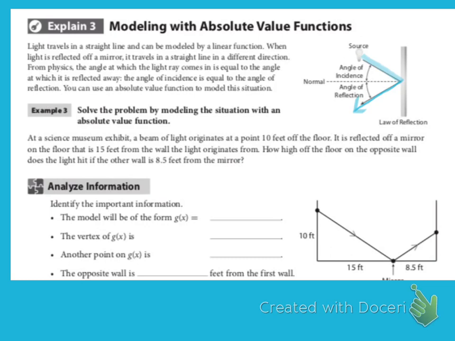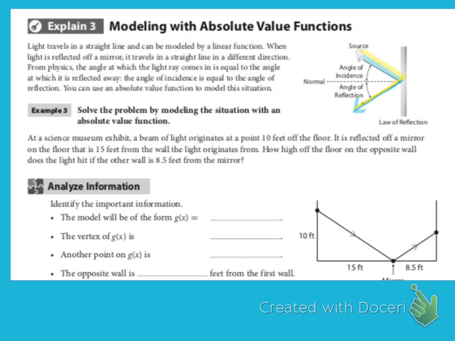Light travels in a straight line and can be modeled by a linear function. When light is reflected off a mirror, it travels in a straight line in a different direction. From physics, the angle at which the light ray comes in is equal to the angle at which it's reflected away. That angle coming in is called the angle of incidence, and the one going away is the angle of reflection. According to physics, they would be equal. So we're going to take a look at a problem, and we're going to see if we can use this concept and the idea of absolute value to write an equation to describe and model a real life situation.